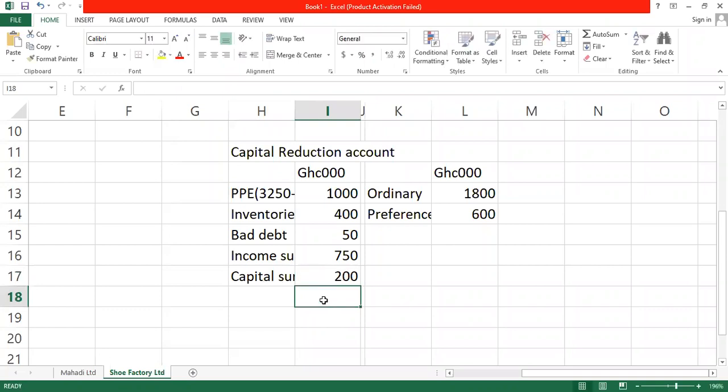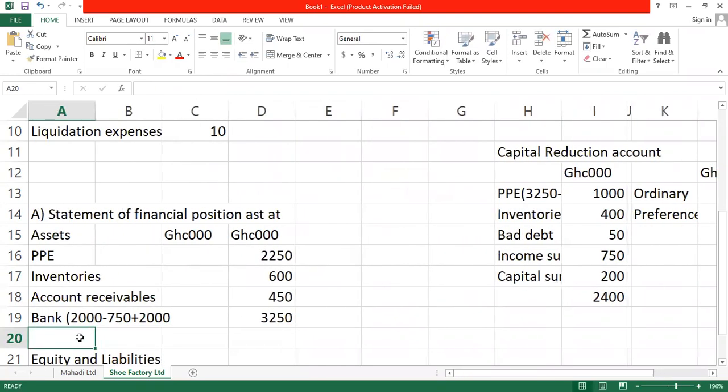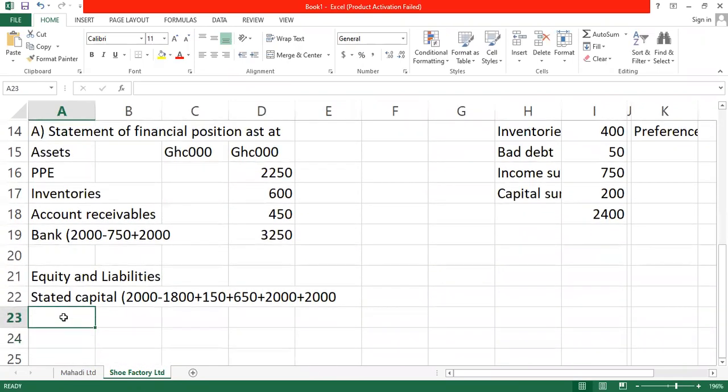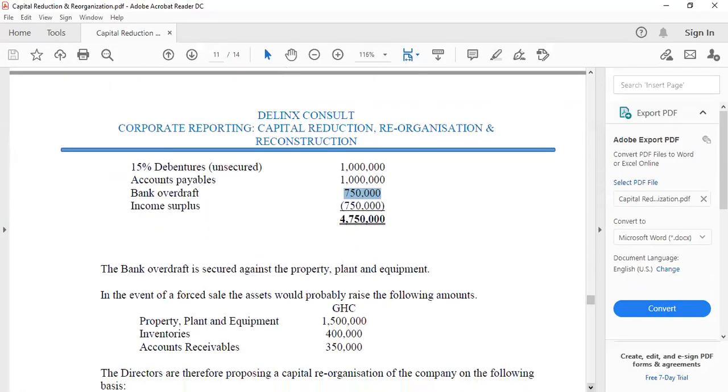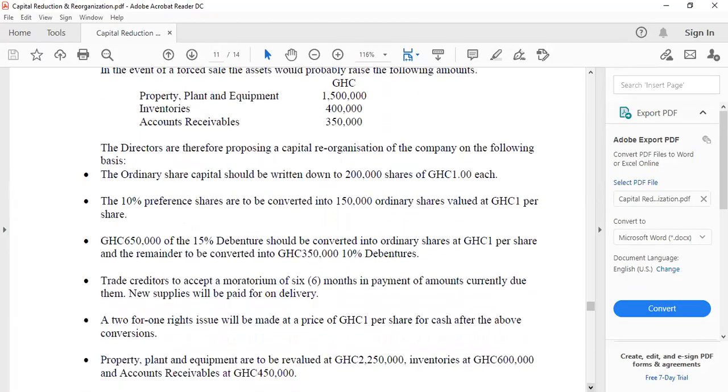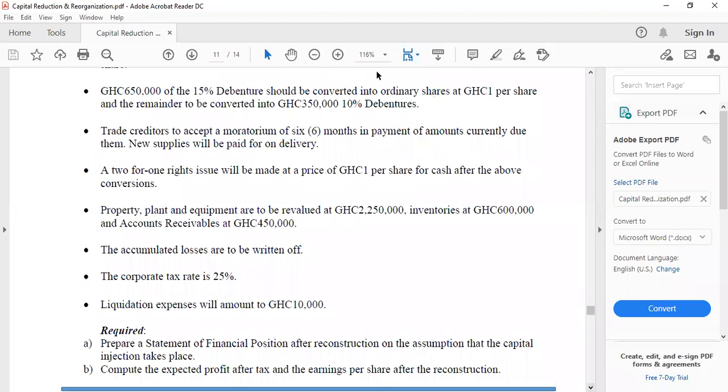So we have 2,400 here and also 2,400 here. Our capital surplus will be sent to our statement of financial position. So you have capital surplus of 200. I'm sure that is the end of the additional information, isn't it? Okay, that is the end of the additional information.